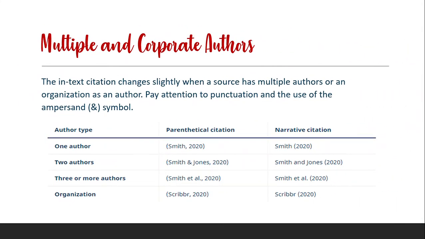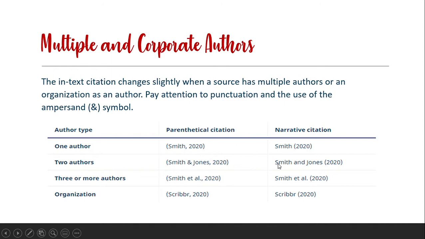What about the authors? The in-text citation changes slightly when a source has multiple authors or an organization as an author. Please pay attention to punctuation and the use of the ampersand, the and symbol. So for example, if you have one author, this is your parenthetical citation, as what I've mentioned earlier. If you have two authors, you have the last name, ampersand, another last name, comma, and the year.